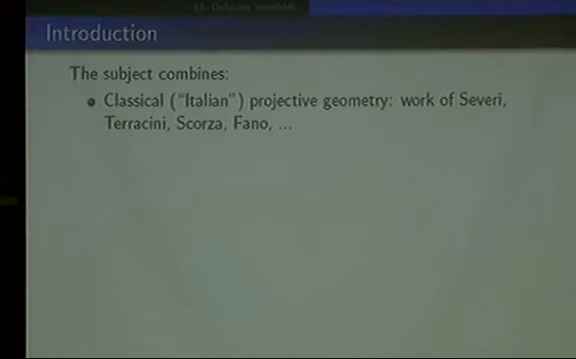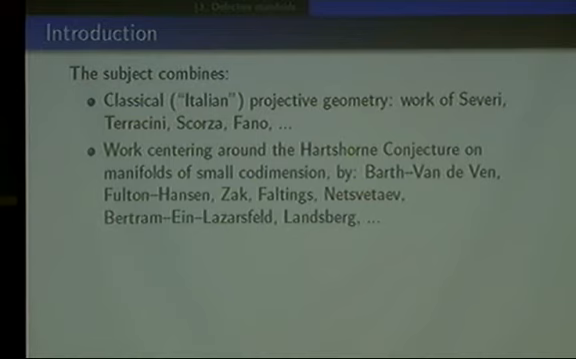The subject combines many things. First of all, what is called the classical or Italian projective geometry and the work of Severi, Terracini, Scorza, Fano, and others. I have tried to write the most important names, so I apologize for those who will be omitted. Secondly, there is much work centering around the Hartshorne Conjecture by Barth and van de Ven, Fulton Hansen, Zak, Faltings, Netsvetaev, Bertram and Lazarsfeld, Landsberg, and many others.